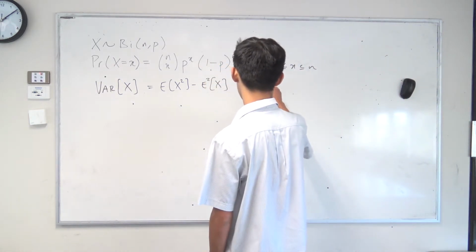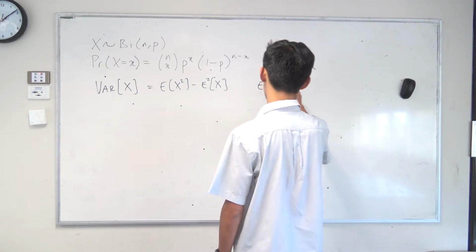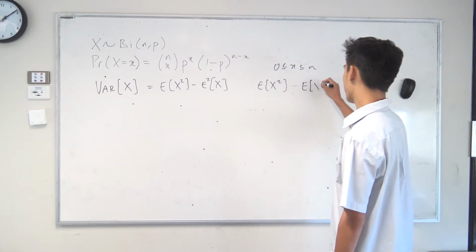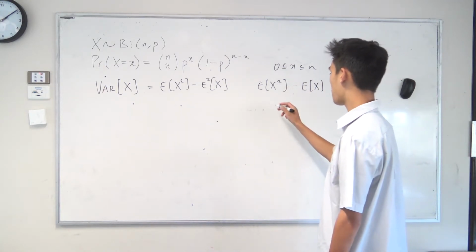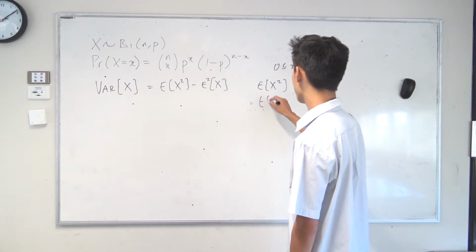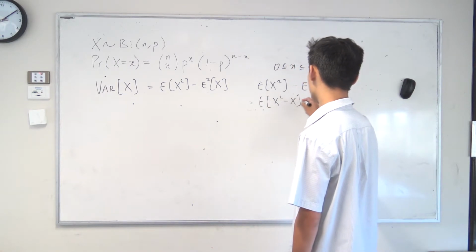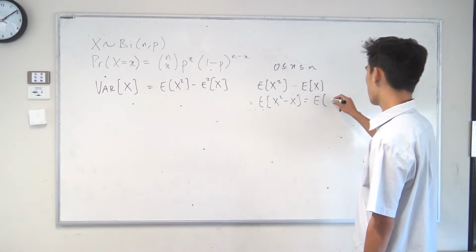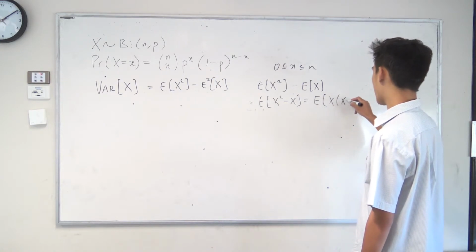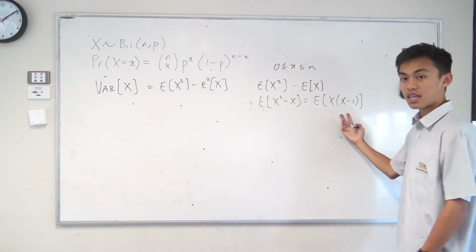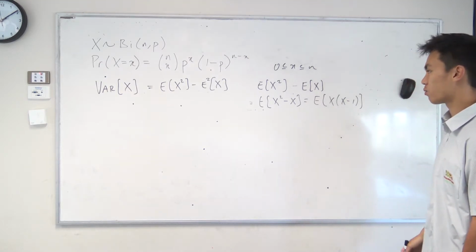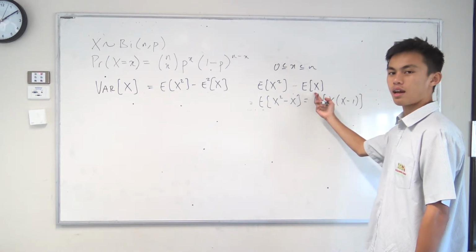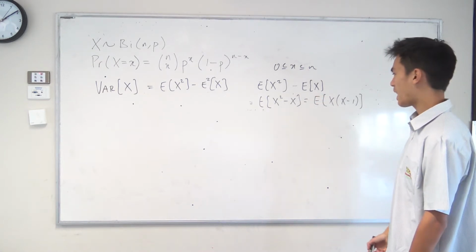So if we take a look at the expected value of x squared, it would actually be nice if we can subtract off the expected value of x, because in doing so, if we combine these two expected values, we're going to get the expected value of x squared minus x. And we can factor this out a little bit, and this is going to give us the expected value of x times x minus 1, like so. And this thing right here is actually a lot nicer to work with than the expected value of x squared.